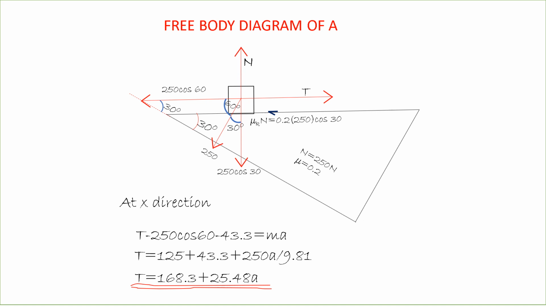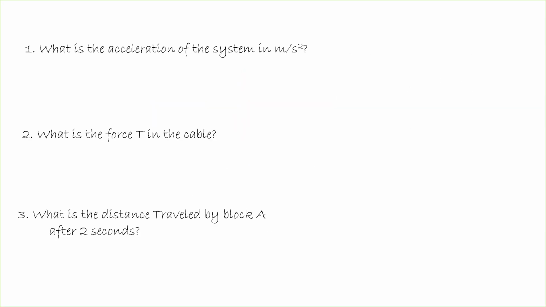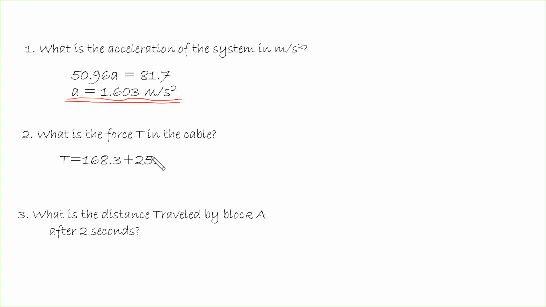Equating the two equations, number one question is, what is the acceleration of the system? What is the force T in the cable? Number 3 question is, what is the distance traveled by block A after 2 seconds?